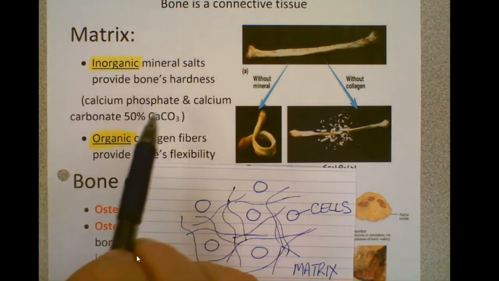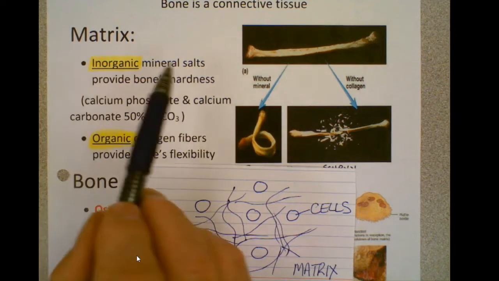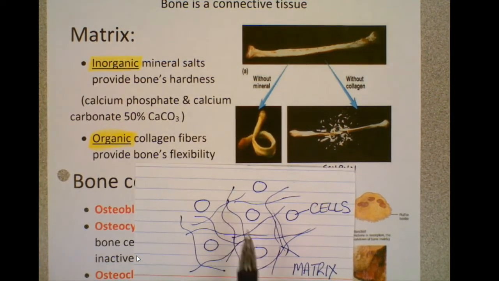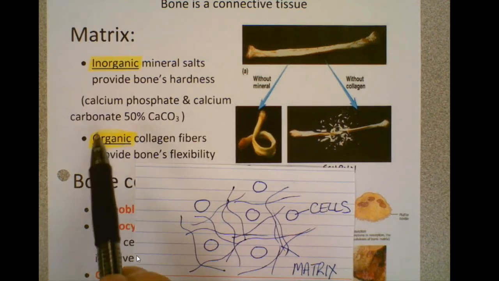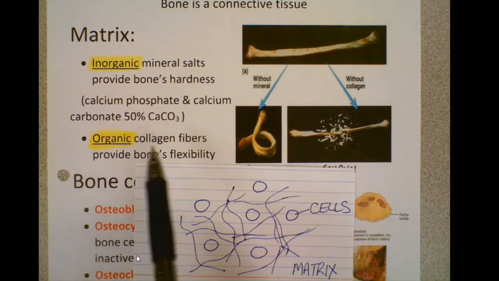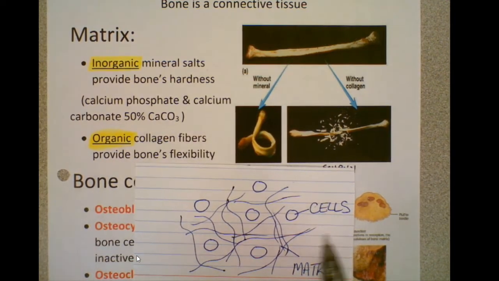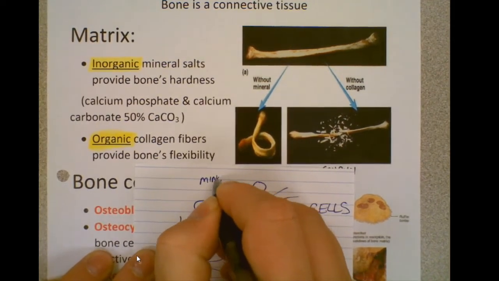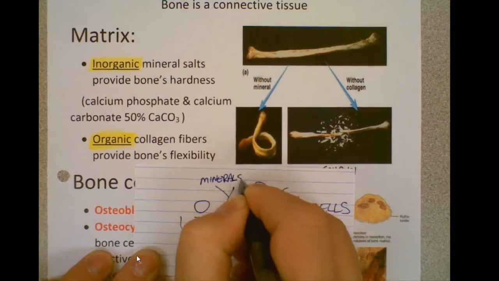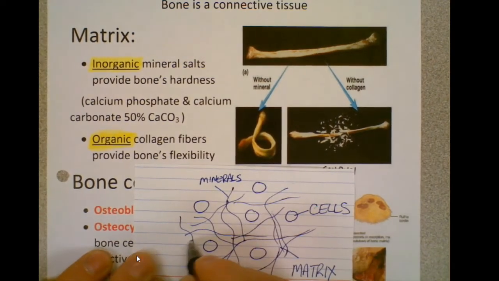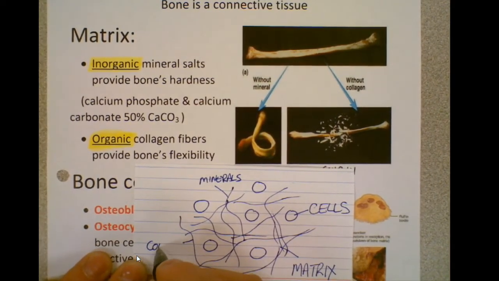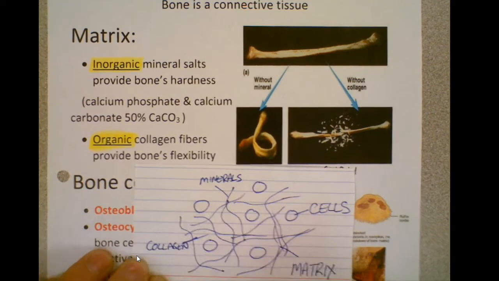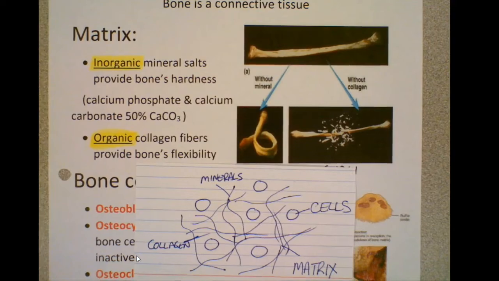These minerals make up an inorganic component to all of that stuff in between the cells. And then we have a living organic part that's made of collagen fibers. So we've got these minerals in here that are not alive, but then we also have this protein called collagen that also makes up this matrix.